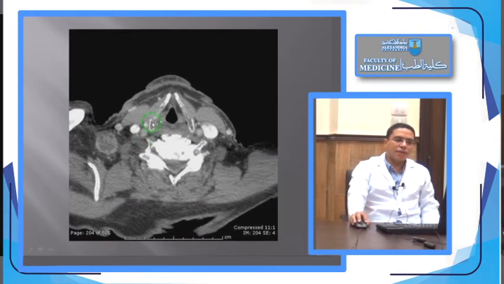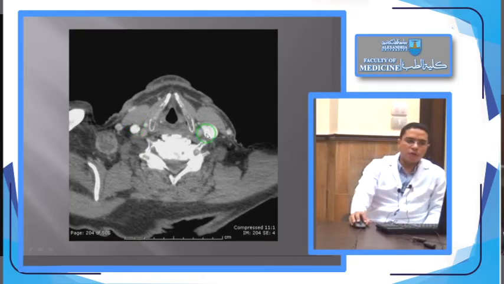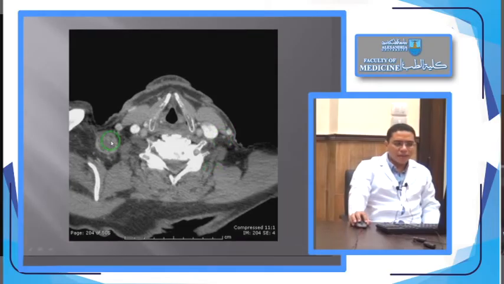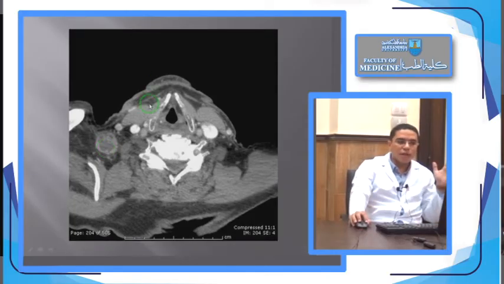Again, this is a CT scan axial view at the level of the thyroid cartilage. This is the thyroid cartilage, and we can see this is the sternomastoid muscle and the carotid sheath deep to the sternomastoid muscles. What is the finding here? We can see that on the right side there is a lesion or a swelling here. So this is a lateral neck swelling because it's not in the midline. This is a lateral neck swelling.